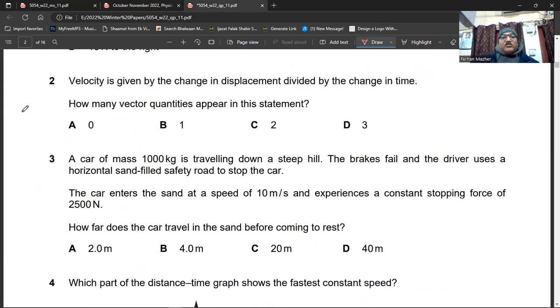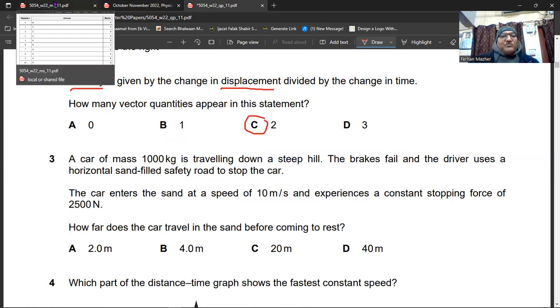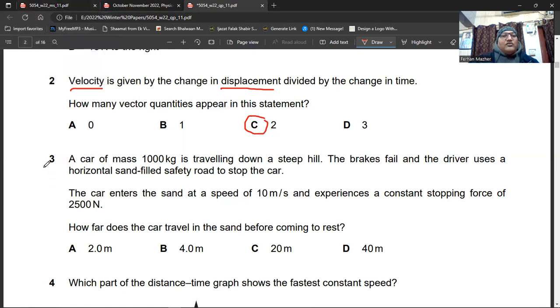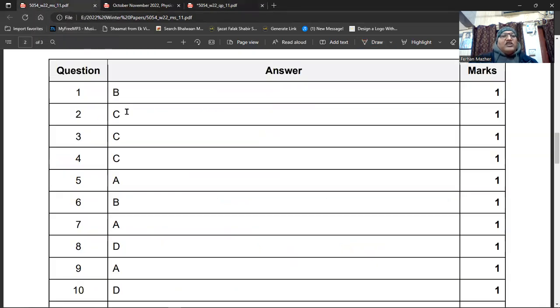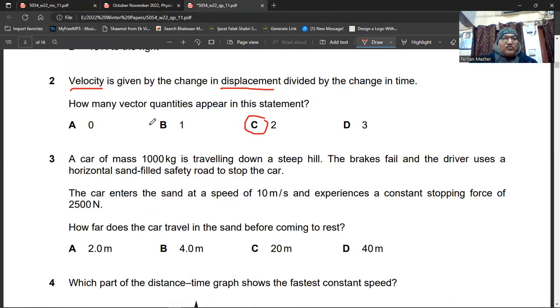Velocity is given by the change in displacement divided by the change in time. How many vector quantities appear in this statement? You see, velocity is a vector quantity, and it is given by the change in displacement. Displacement is a vector quantity, divided by time. Time is a scalar quantity. So how many quantities are vector? I think 2 quantities, velocity and displacement. So let's check question number 2. I think C choice. Question number 2, C is the right choice, sir. So we are going to the next question.